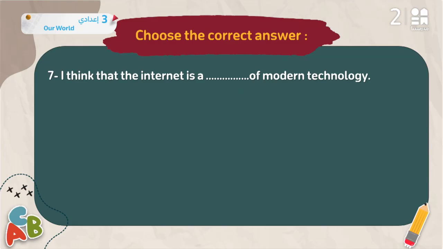Number 7, I think that the internet is a space of modern technology. الإنترنت هو عبارة عن إيه من modern technology. wonder يعني من عجائب التكنولوجي. oasis واحة. fields زي أراضي أو مراعي. date يعني تاريخ. Of course it's a wonder of modern technology من عجائب التكنولوجيا.